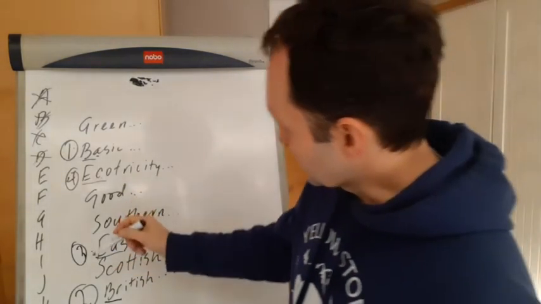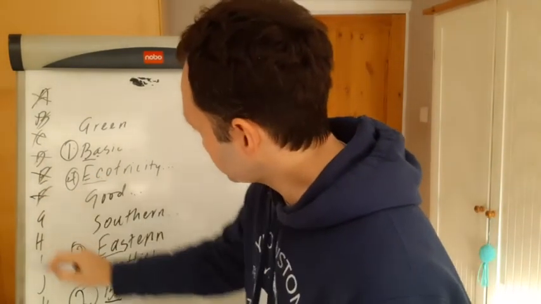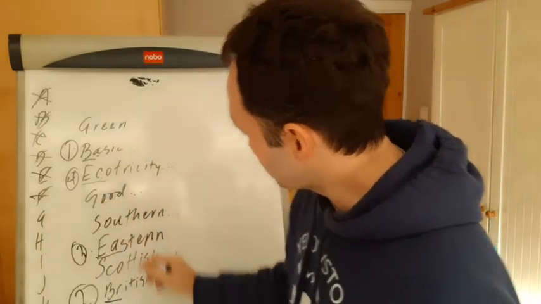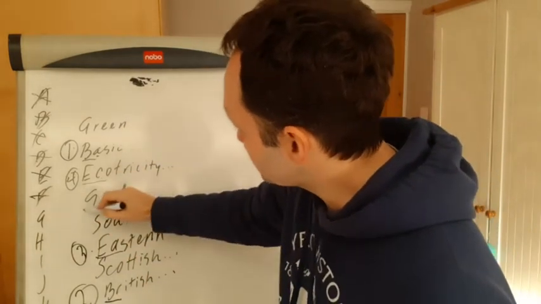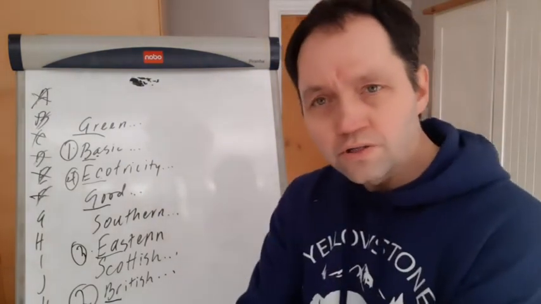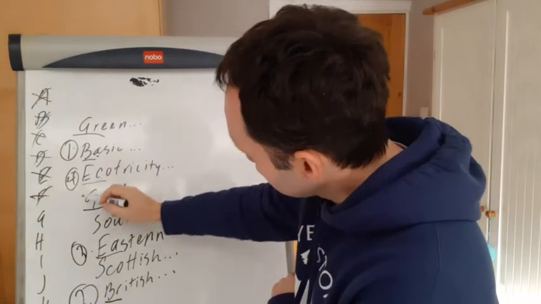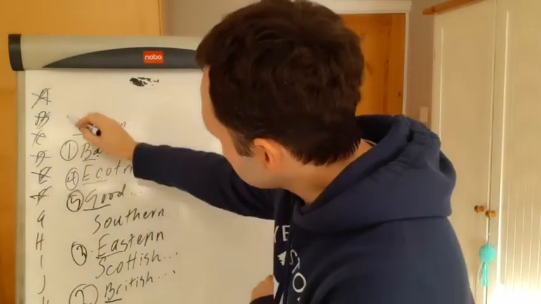So what comes next? Well, there's no E. After E, there's no F. There's no G. Oh, yes, there is a G. We have two G's, G-O and G-R. Which one is next? Is it G-O good, or is it G-R? Well, O is before R, so we know that's going to be 5, and that's going to be 6.